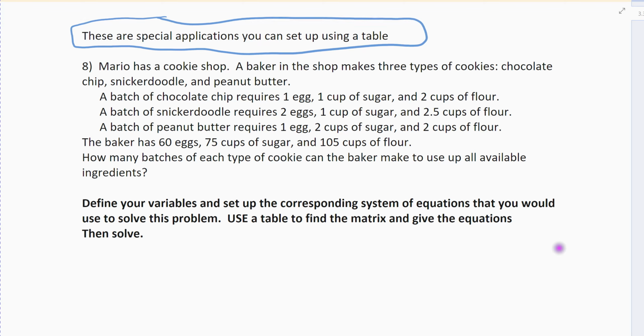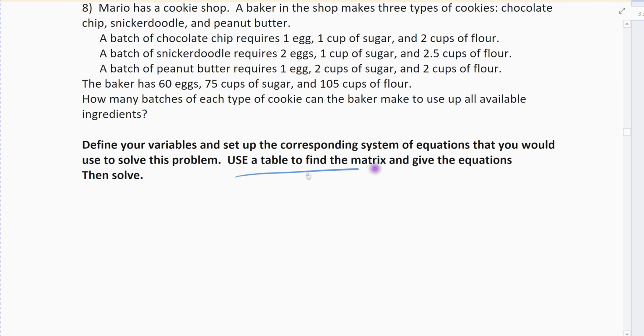I'm going to use a table in this case. I'm going to let X, Y, and Z represent my different batches. X represents my batch of chocolate chips, Y represents my batch of snickerdoodles, and Z represents my batch of peanut butter. Those are my variables. Then I set up the corresponding system of equations, but I'm going to do it using a table. From the table, I actually get my matrix.